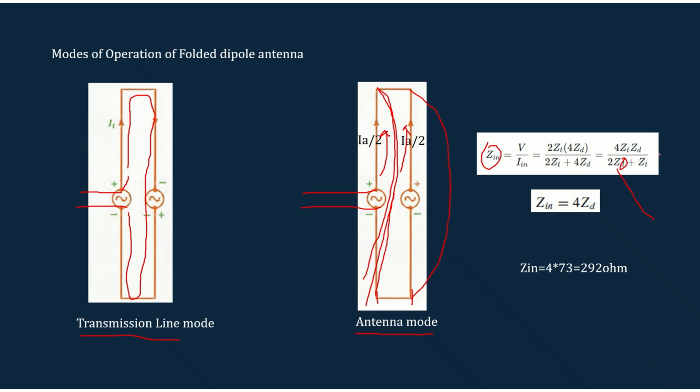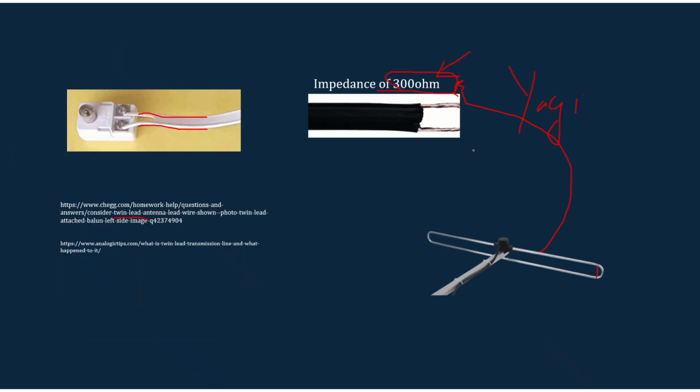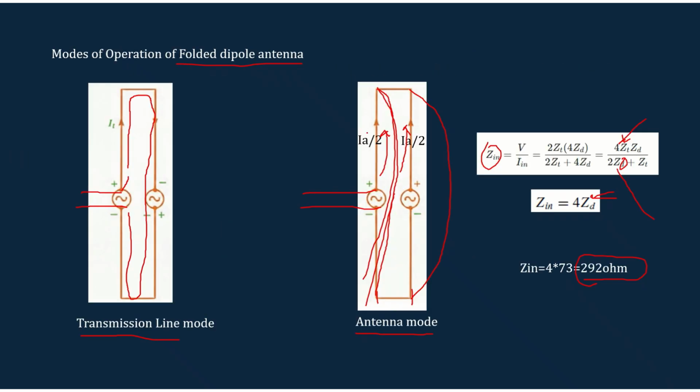In this case, we can also calculate the transmission line impedance using our formula, like Zin equal to Z0 times (ZL plus jZ0 tan beta L), that equation. And if we approximate that, you will get the input impedance as 4ZD. So the total impedance can be given by 4 into 73, which is equal to 292 ohm. So that means that the impedance of the folded dipole antenna is approximately matching these twin wire cables. That is the importance of the folded dipole antenna in communications.